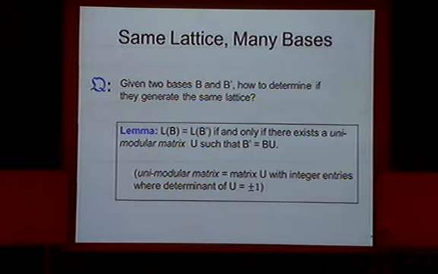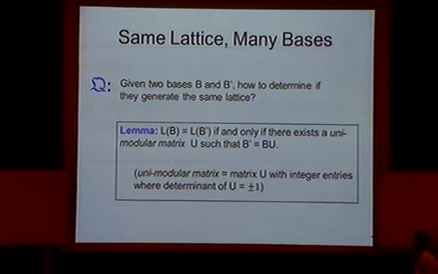The important component in deciding if two bases generate the same lattice is a lemma, which says that the lattices generated by B and B prime are equivalent, the same set, the same grid, if and only if there exists a matrix U such that B prime can be written as B times U. And what is this matrix? It's a very special matrix called a unimodular matrix.